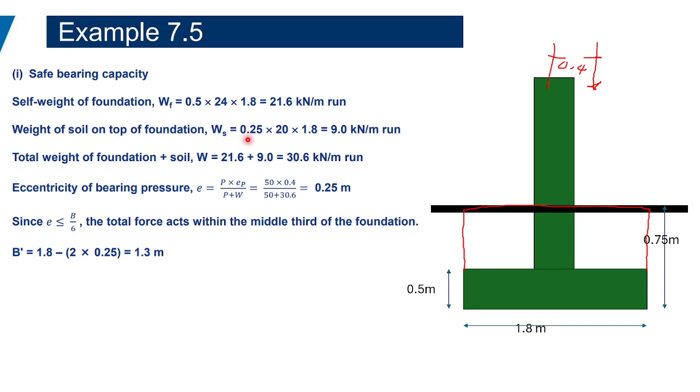You have 0.25. Since this is 0.75 and this is 0.5, this one is 0.25. So you have 0.25 times 20, the unit weight of the soil, and then the width, which is 1.8. So you can take the total weight of the foundation, the weight of the concrete of the footing itself, and then the soil on top of it. So you have 30.6 kilonewton per meter run.